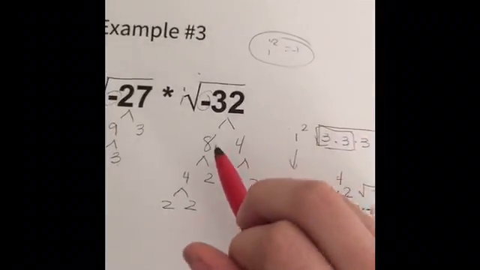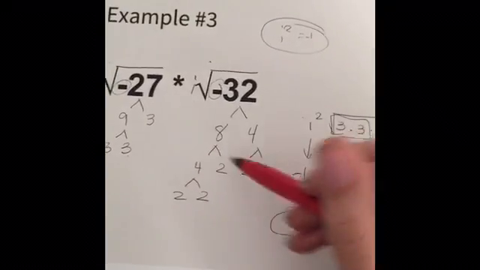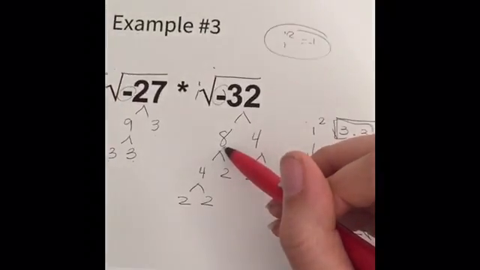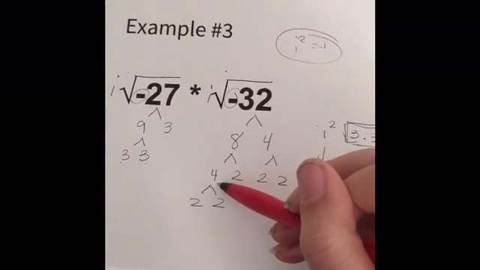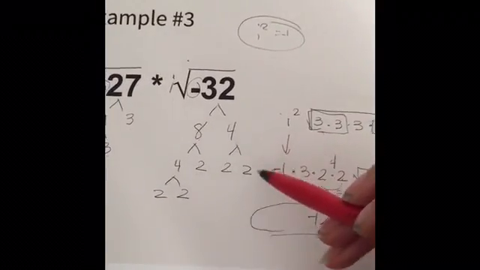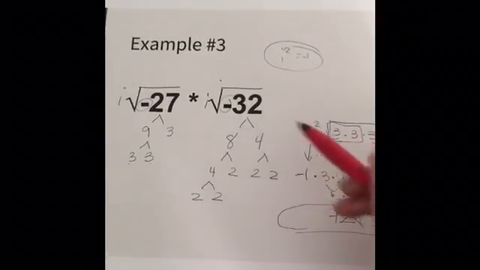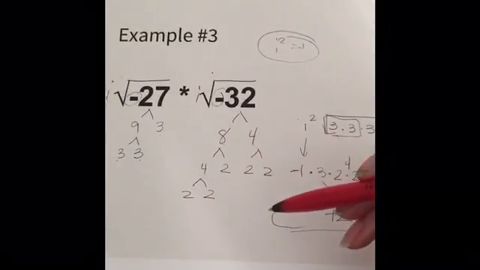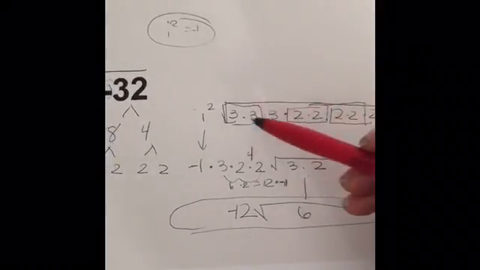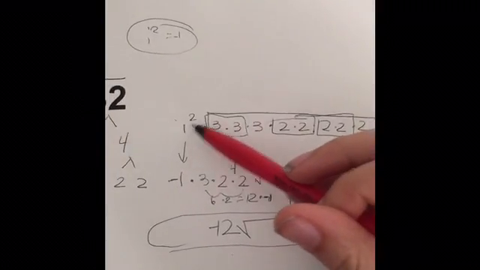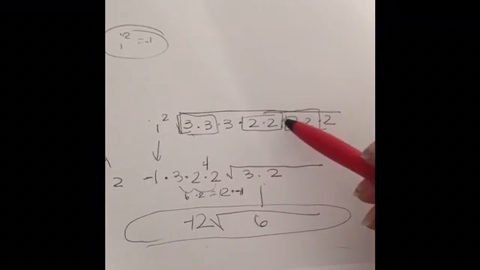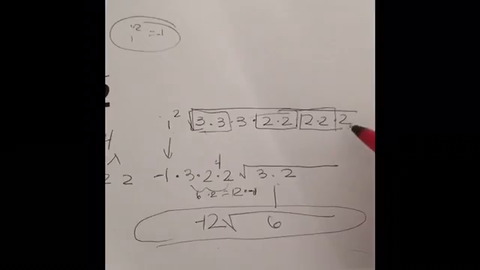For 32, 8 and 4 can be factored out, and both numbers can be factored down even more. For 8, it can be factored down to 4 and 2, and 4 can be factored out to 2 and 2. For 4 over here, it can also be factored down to 2 and 2. Now, you add both the i's together and put all the prime factors under the square root. So it would be i squared, 3 times 3 times 3 times 2 times 2 times 2 times 2 times 2.